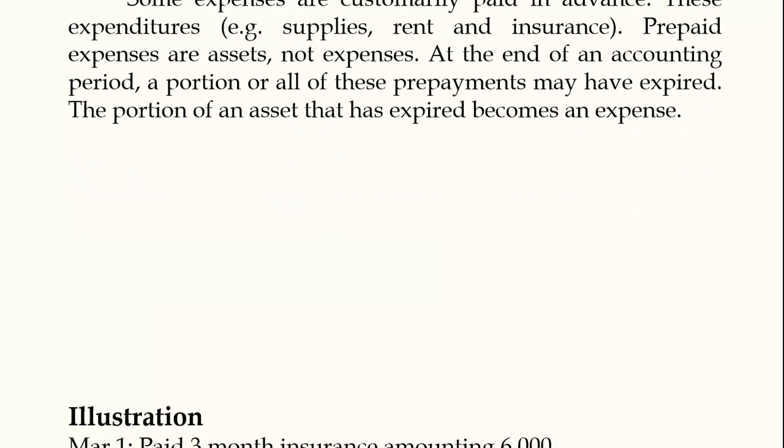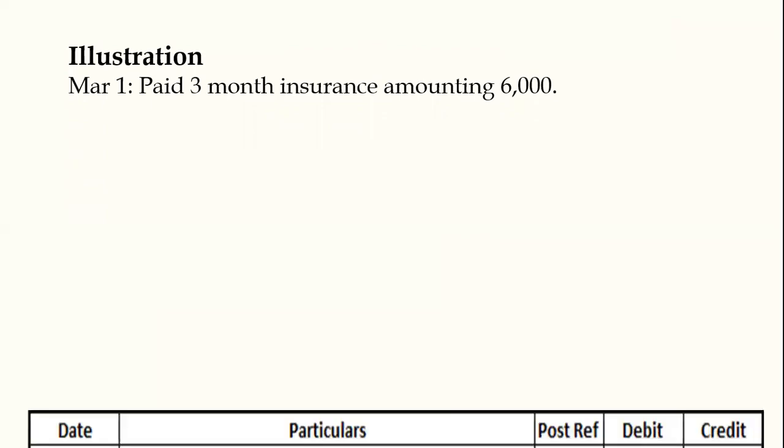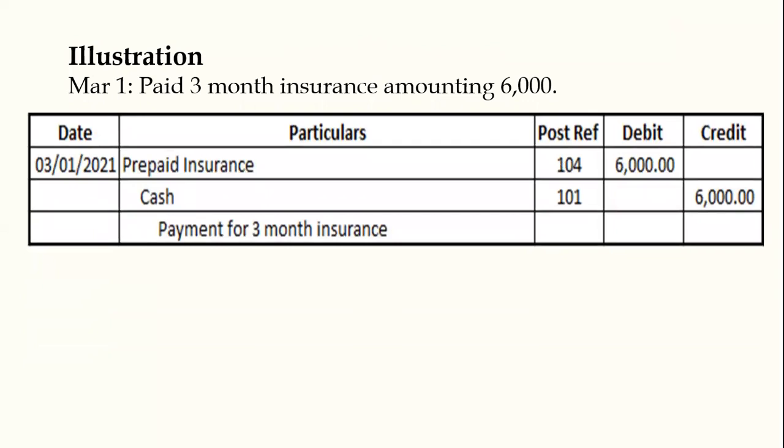So let's have an illustration here. So nung March 1, paid 3 months insurance amounting to 6,000. March 1, nagbayad ka ng insurance amounting to 6,000, but this insurance is good for 3 months, not good for that day. So it means you need to record on March 1, prepaid insurance, that's debit 6,000, and then syempre binayaran mo siya, credit to cash 6,000. So payment for 3 months insurance.